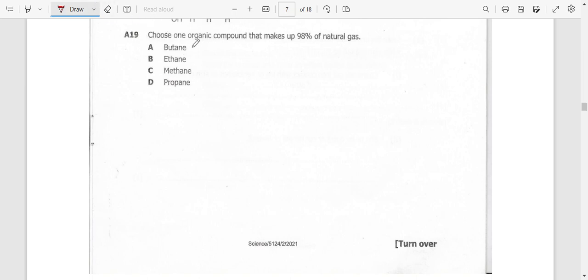Now, what's the difference? This one has got four carbons. This one, ethane, has got two carbons. This one has got only one carbon. This one has got three carbons. Okay. So the lightest, which is methane, is the one which makes up the most. When the carbons are few, it means that that gas is light. So this one makes up the most of the compounds that make up natural gas, methane. So that will be followed by ethane and then propane and then butane. Is that all right?